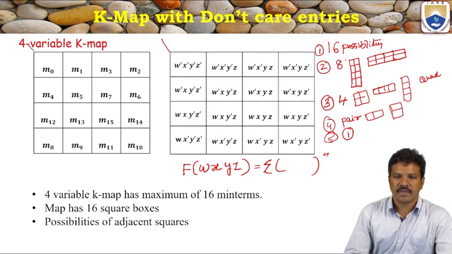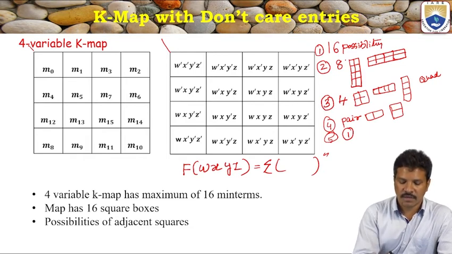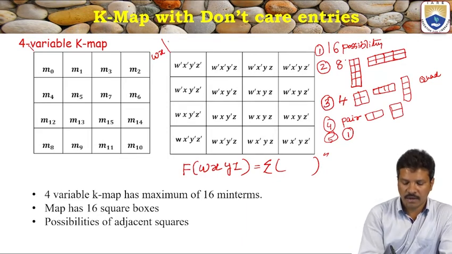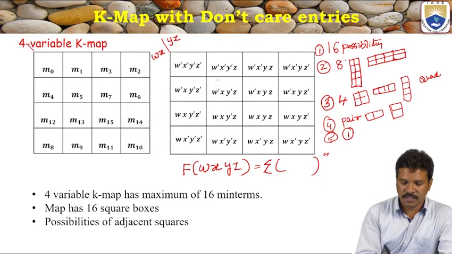In contrast, in a 3-variable Karnaugh map, we can take 1 variable horizontal and 2 variables vertical, or we can take 2 variables horizontal and 1 variable in the vertical direction. But in a 4-variable map, we create a square map with 16 square boxes, which represent minterms. So I am taking a K-map with the variables wx in the horizontal and yz in the vertical direction. So horizontally, we take wx.